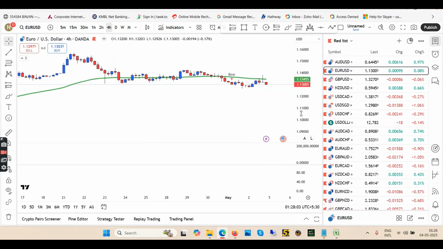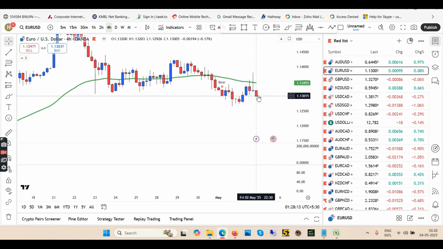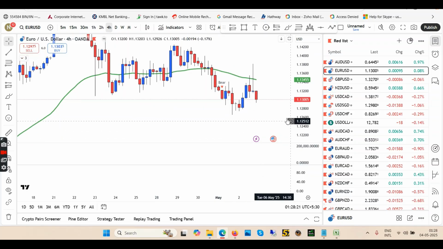So go to the 4 hour. In the 4 hour, what do we have? We had this major bearish candle with a long wick. And then we had a red candle, this red candle. You know what? Pay me $1,000 for this. This red candle has eaten this blue candle, which means now we're going to go down.